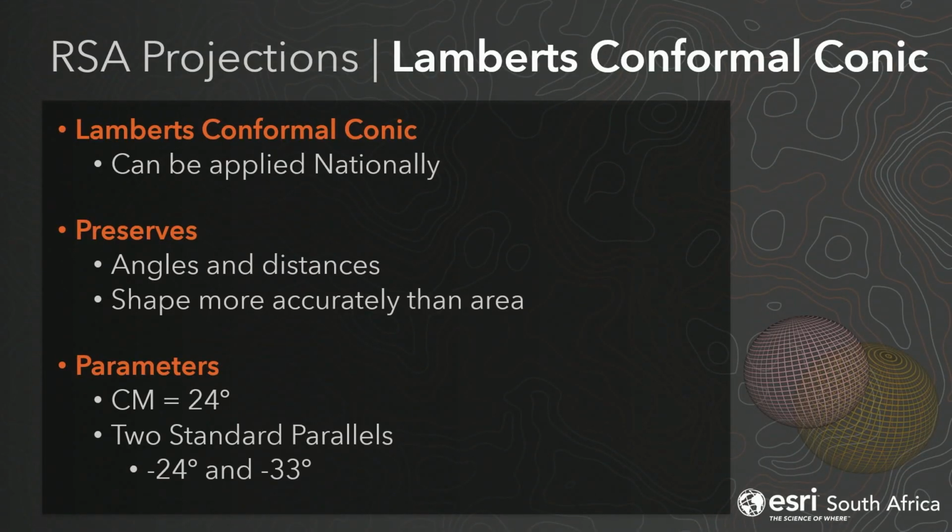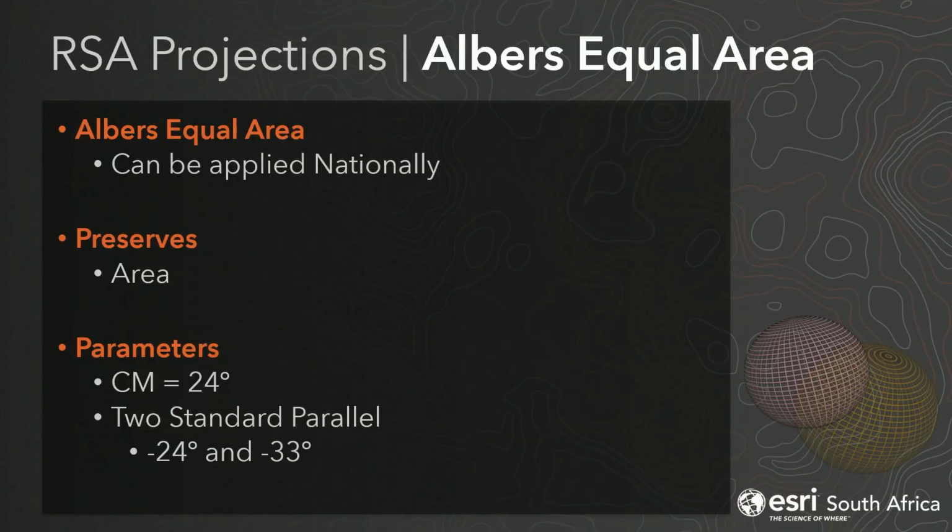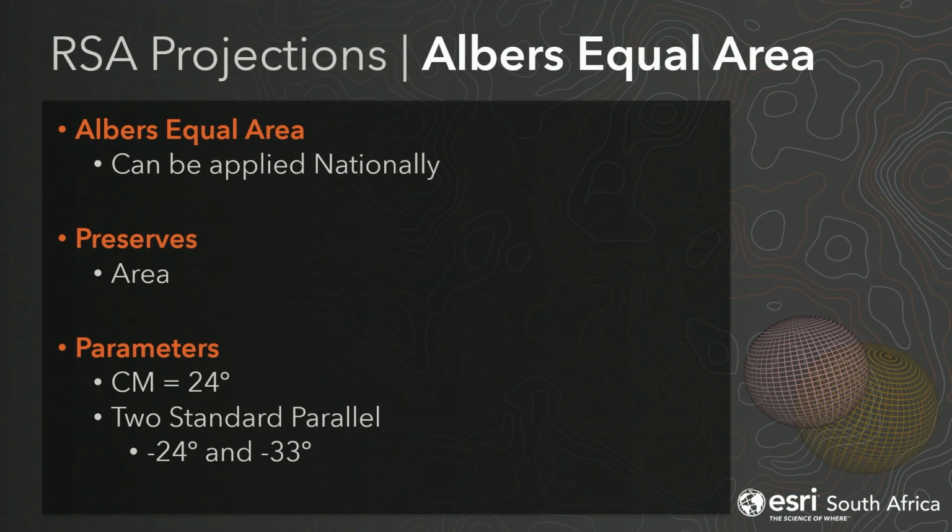In this case, we use the parameters of a central meridian of 24 degrees east, and we have 2 standard parallels. We spoke about those as the conic projection having the cone touching the earth, and then where it actually intersects the earth, we will have these 2 standard parallels, one at minus 24 and one at minus 33 degrees. The last one I want to touch on from a pure projection point of view is Albers equal area, and this is very similar, can be used nationally, but what Albers does is it maintains area. So if you're looking at the size of different features across the whole of the country, then you would use Albers equal area. Central meridians and the standard parallels are exactly the same as Lambert's, but you're using a different projection system.